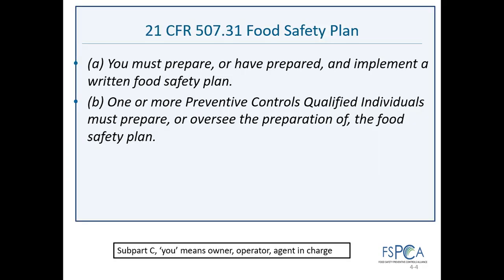Okay, so here's the first piece of regulation that we see on the food safety plan itself. This is 507.31, and what it says is you must prepare or have prepared and implement a written food safety plan. Okay, so if you're subject to subpart C, you need to have a food safety plan. Everyone will have a food safety plan. Some food safety plans are going to look different or have some different components to them, but everyone will have one if you're subject to subpart C.